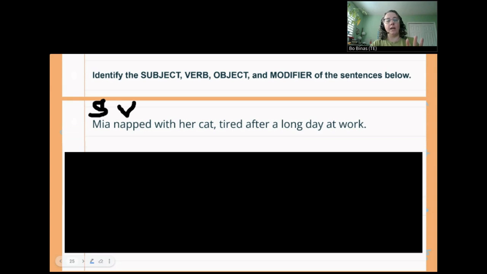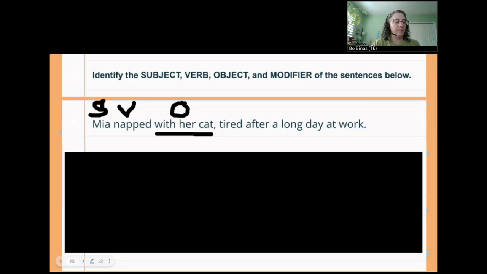And what's our object? And in this case, we have an object of the preposition. Do you guys remember those sentence patterns? So we have a prepositional phrase. So what's our prepositional phrase? We have an object of the preposition in this part of the sentence. We're not jumping all over the place. We need the whole prepositional phrase that includes the object. With her cat. That's right. With is a preposition. Her cat is the object of the preposition. Okay, so that whole part is our object part of the sentence.